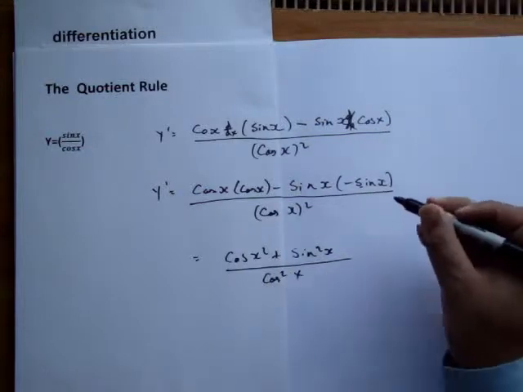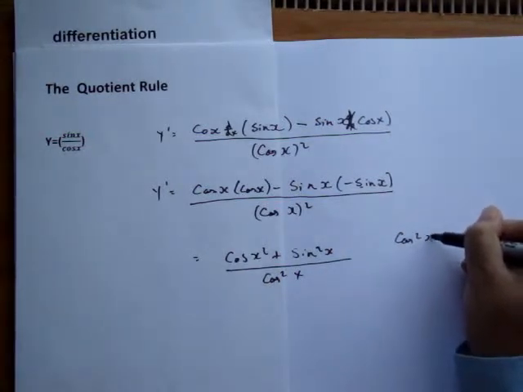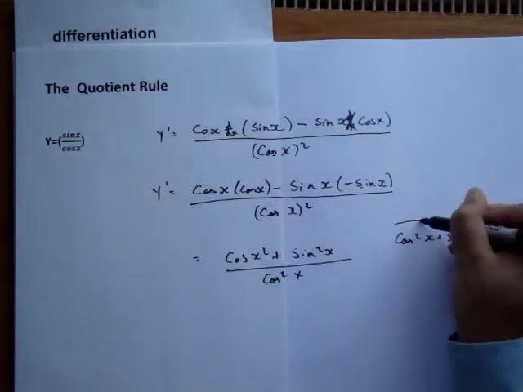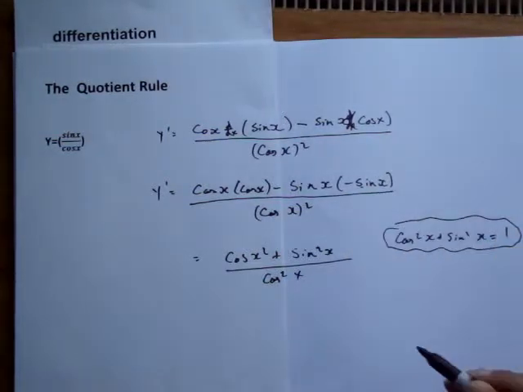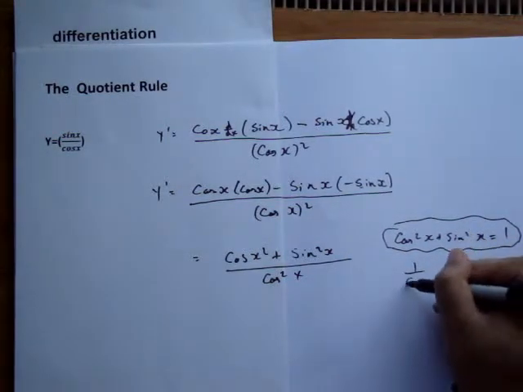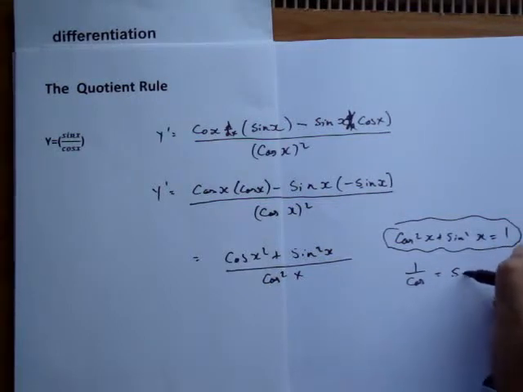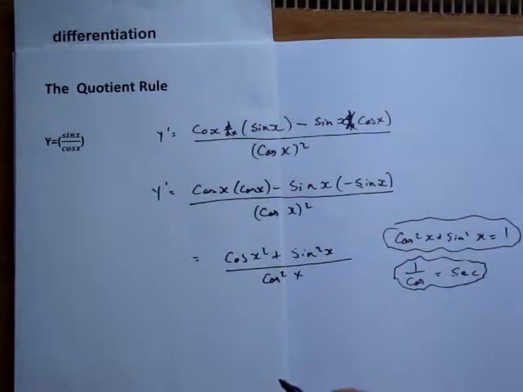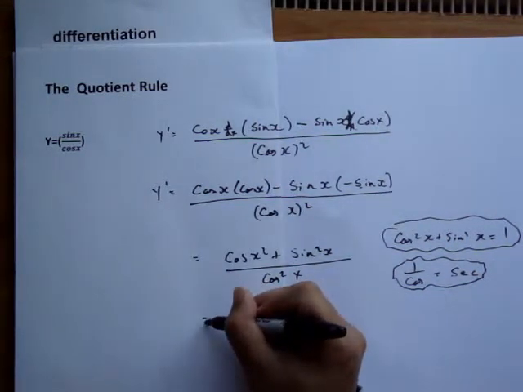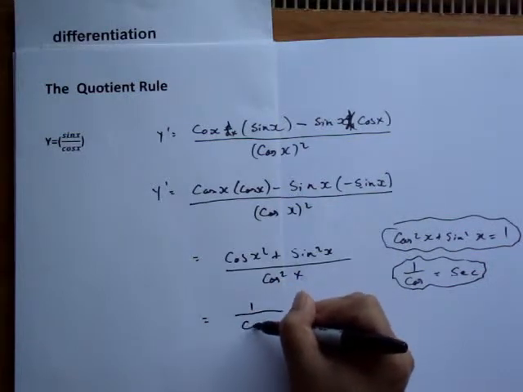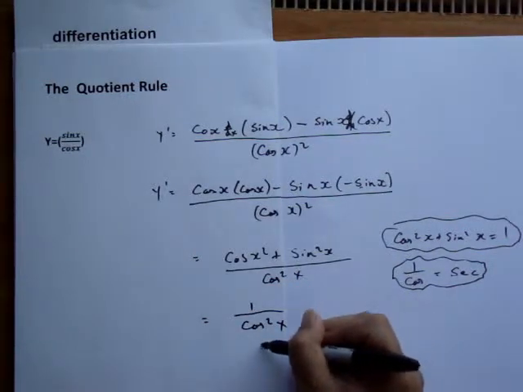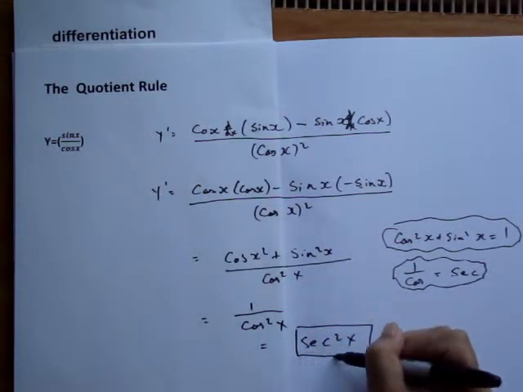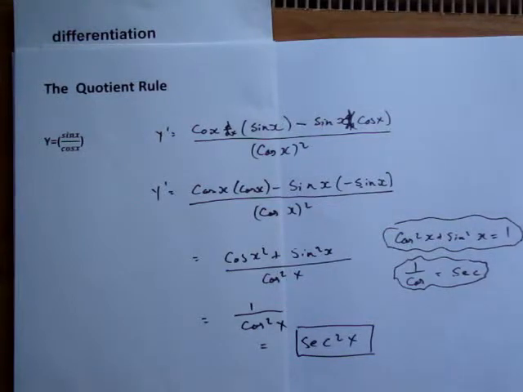Now, to tidy this up, we need some trig identities. We know that cos squared x plus sine squared x equals 1. So that's from our trig identities. And also that 1 over cos equals sec. So that's another identity. So using those, we get 1 over cos squared x equals sec squared x. And that is your answer.